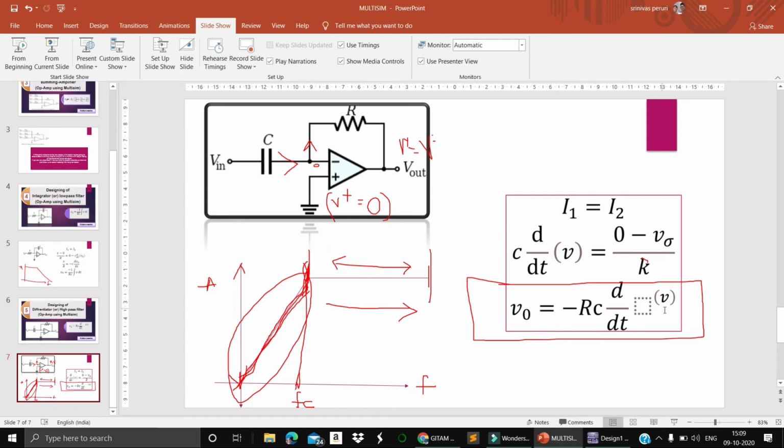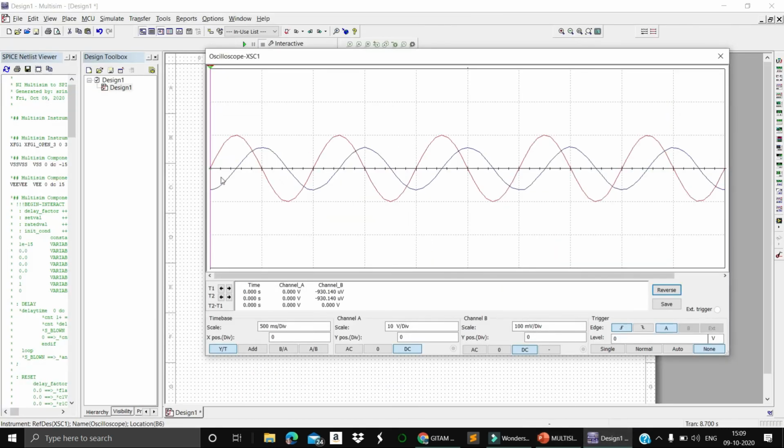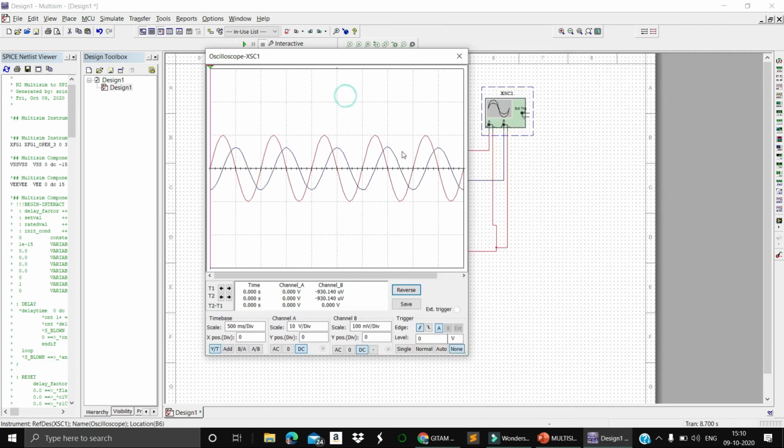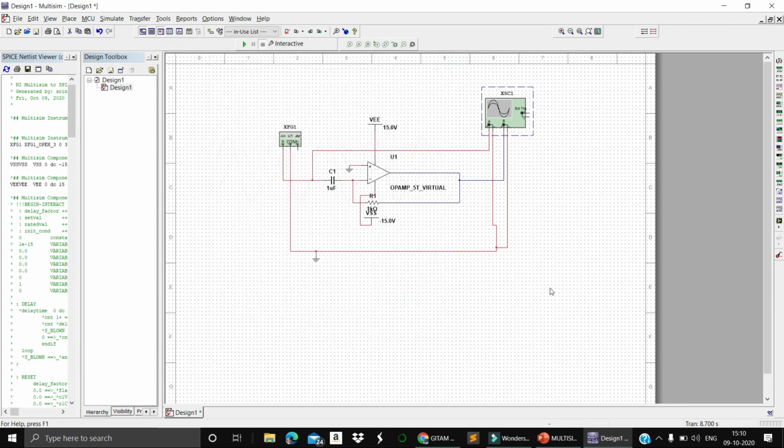D by dt of input sine t, so minus of RC into d by dt of sine t is cos t. Minus will come, right? RC into minus cos t. The minus cos t value is reflected, so that's why the output starts from 180 degrees phase. You can clearly observe that the output is negative. In this way we can design the integrator circuit in the previous lecture and the differentiator circuit in the present one. Now let's see the frequency response, whether it is behaving like a high pass filter or not.